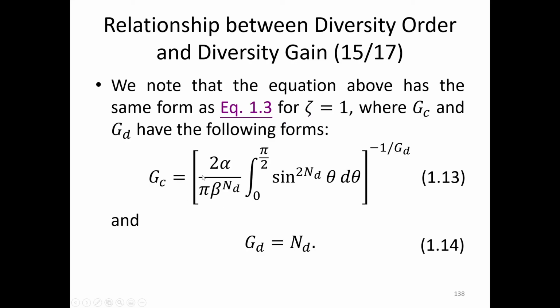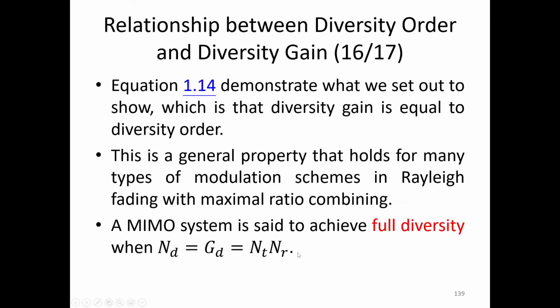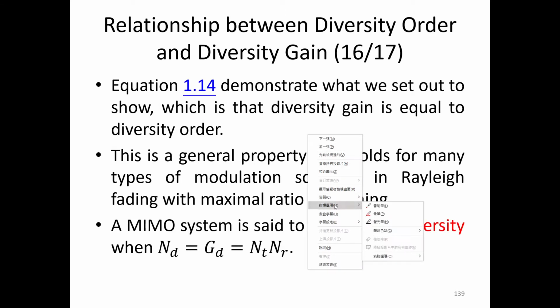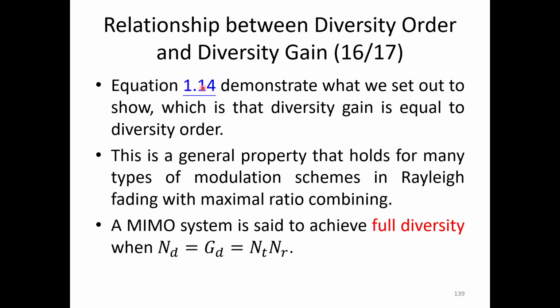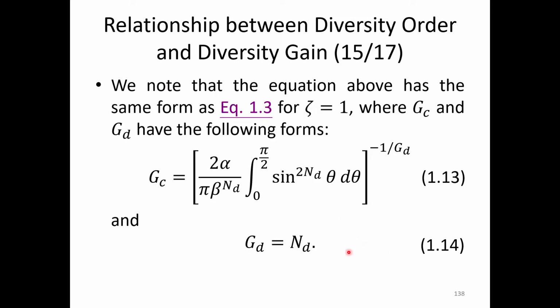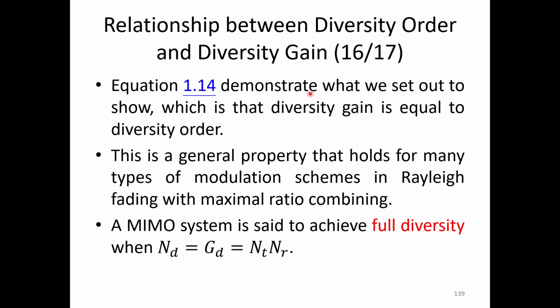So we have derived these two equations, equation 1.13 and 1.14. And finally, we get GD is equal to ND. That is, the diversity gain is equal to the diversity order. So equation 1.14 demonstrates what we set out to show, which is that diversity gain is equal to diversity order.